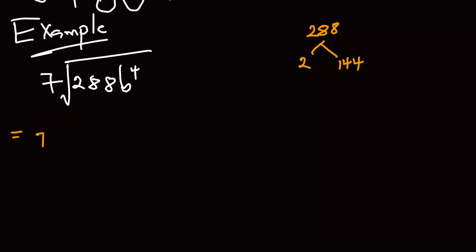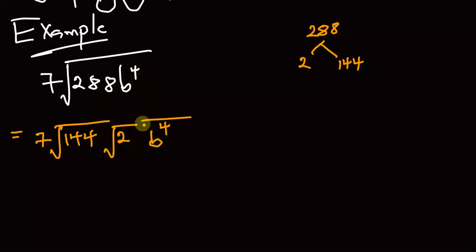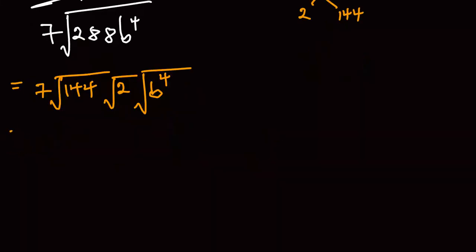This is going to be 7 root over 144. Then we multiply by root of 2. That is for 288. Then root of b power 4. Everything inside the root. That way. Then we continue. We will have 7. Square root of 144 is 12. So we are multiplying this by 12. And then square root of 2 is just 2. 2 remains. Then square root of b power 4 is b squared.